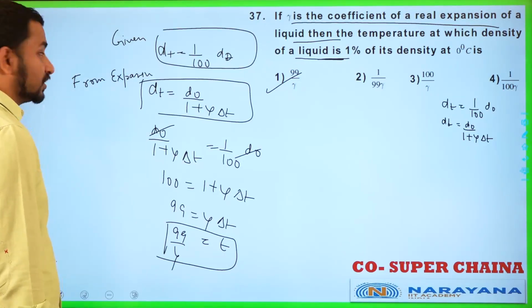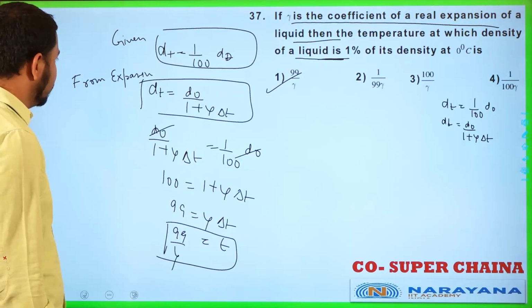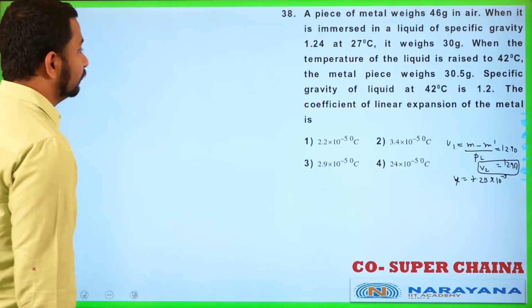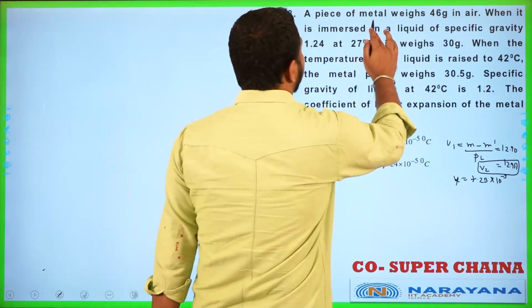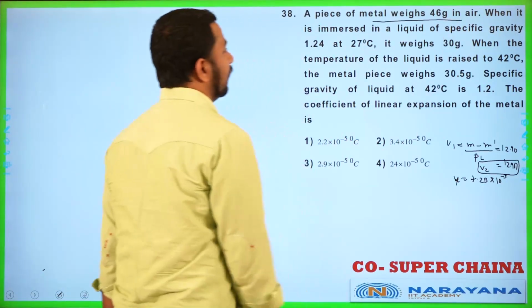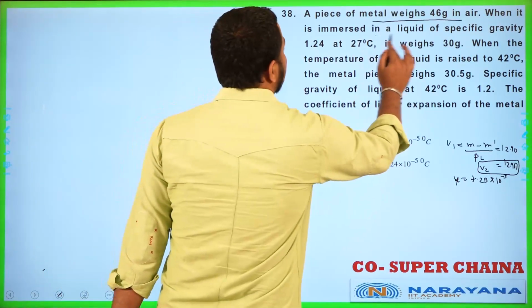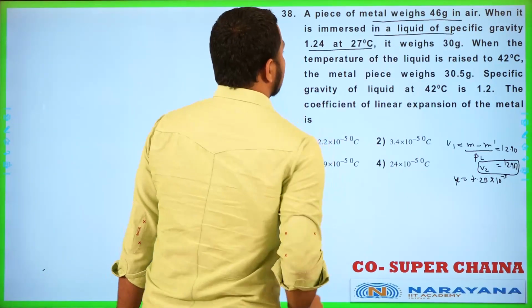Let's move to the next question, students. Pretty simple these questions are. Let's move to the next one. A piece of metal weighs 46 gram in air. When it is immersed in a liquid, its specific gravity is this.